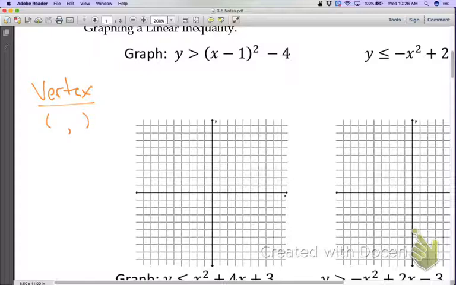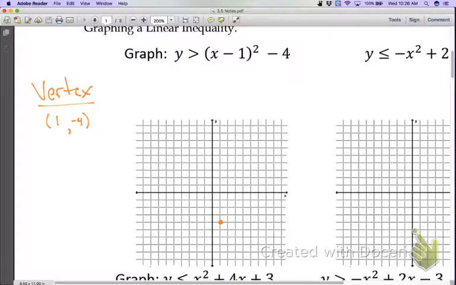Which way am I going to go, left or right, up or down with the 1? I'm going to go right 1. What about the negative 4? Down 4, right? So then I'm going to put my point here at 1, negative 4.